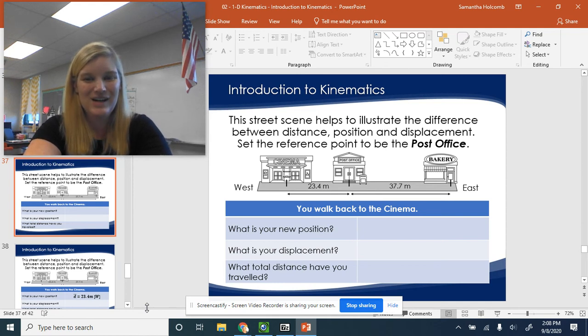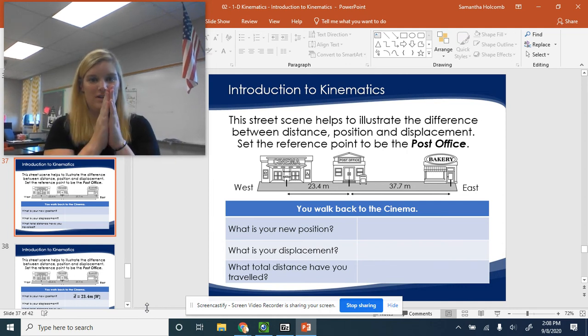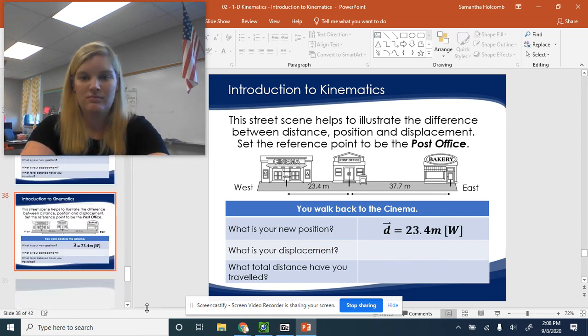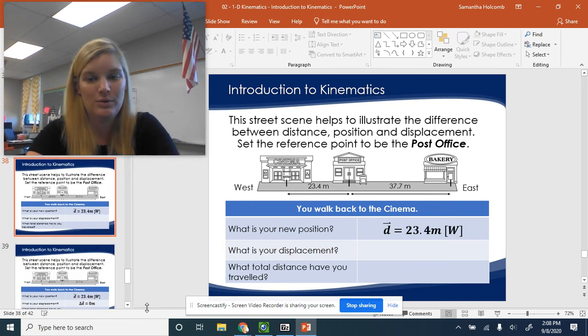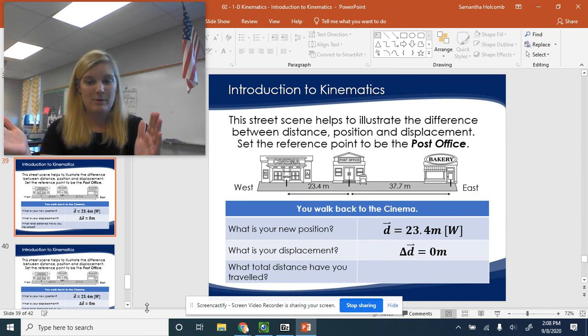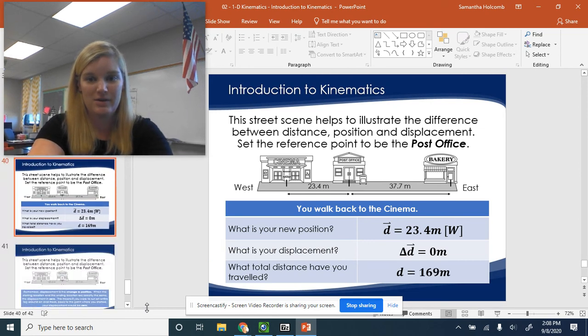Now, we walk all the way back to the cinema. So, start at the movie theater, post office, movie theater, bakery, movie theater. We are still only 23.4 meters west of our reference point. And our displacement from where we started to where we finished is just going to be 0. But the total distance is every single step that we've taken added up by our Fitbits, and that's 169 meters.